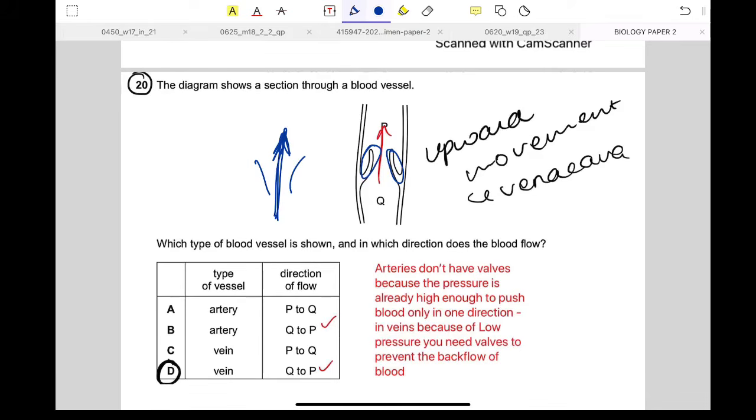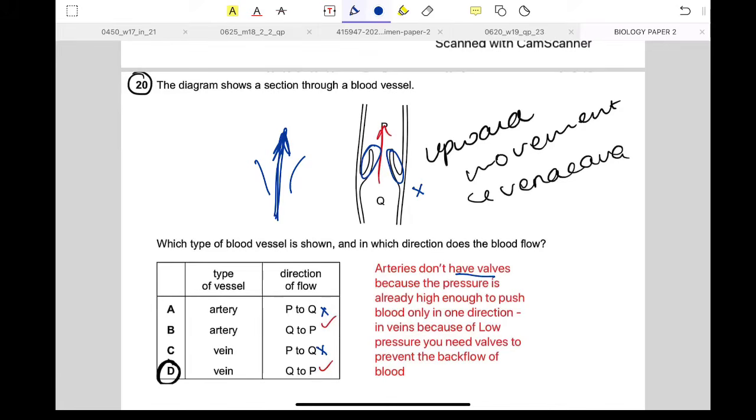Now, in the type of blood vessel, artery P to Q. No, it's not P to Q, it's Q to P. Automatically then these two get cut off. Artery from Q to P. See, now look at this. Arteries do not have valves.